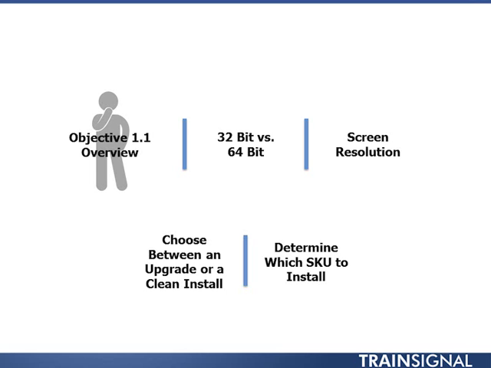This objective has four different sub-objectives. The first is 32-bit versus 64-bit. These are memory bus bandwidths. It's really important, so we'll talk about the significance of that. The next is screen resolution, which is how many little dots make up the horizontal and vertical lines on your monitor. The third is choose between an upgrade or a clean install. Again, this says choose, so we're not yet performing the upgrade or the clean install, but we're thinking about the right way to do it. And last is determine which SKU to install. SKU, I don't know why they use this term in the official objectives, but it just means which version of Windows 8 to install.